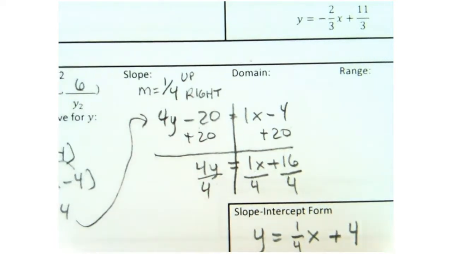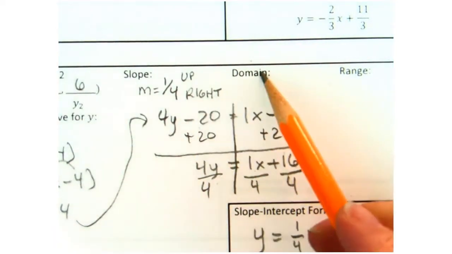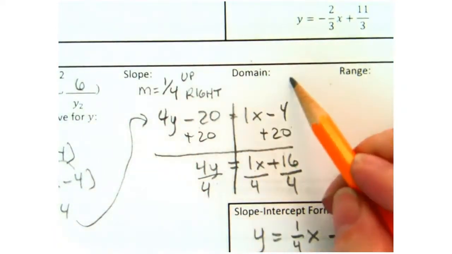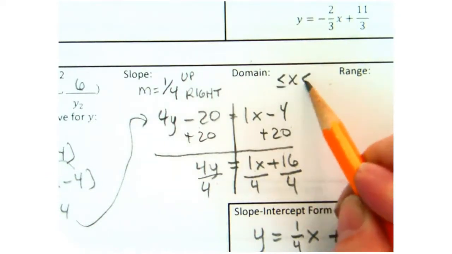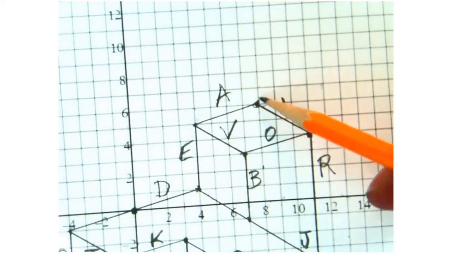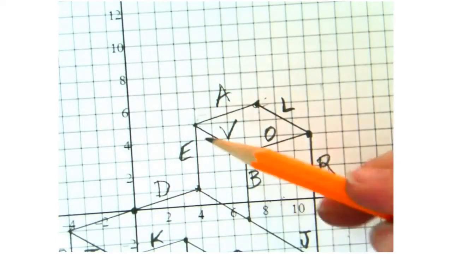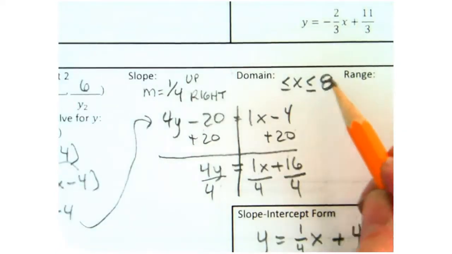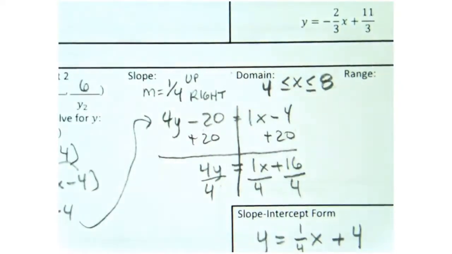Now we need the domain. We get the domain from the endpoints, the x values of the endpoints. These are 8 and 4. X is less than or equal to 8 and greater than or equal to 4.